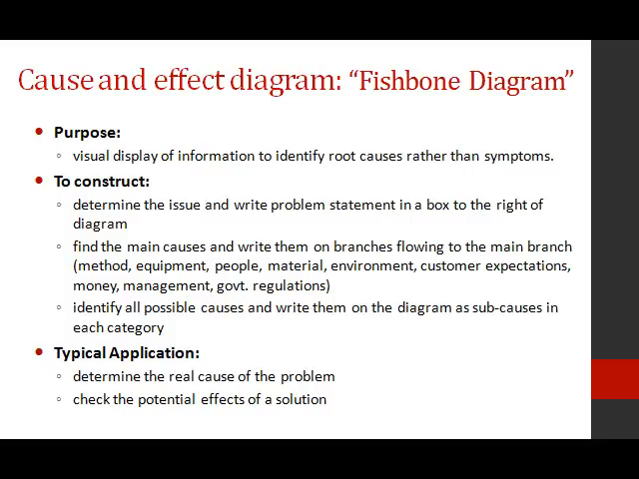Find the main causes and write them on the branches flowing to the main branch, whether it's method, equipment, personnel, material, environment, customer expectations, money, management, or government regulations. Identify all possible causes and write them into the diagram as subcauses in each category. The typical application determines the real cause of the problem and checks the potential effects of a solution.